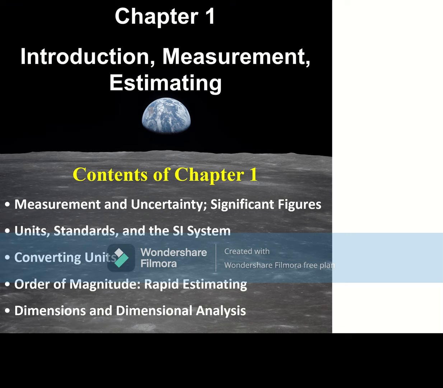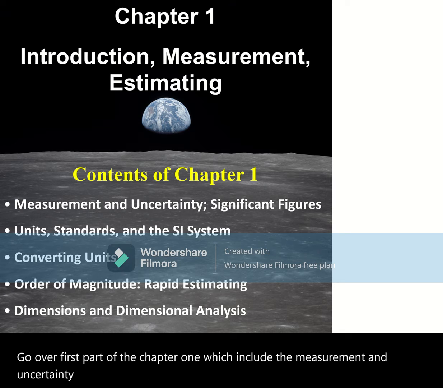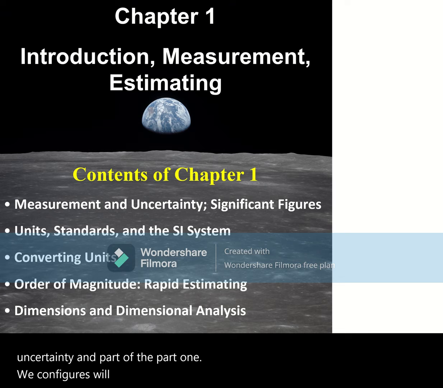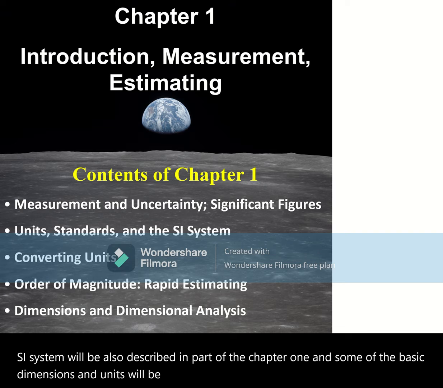Hello everyone, this is chapter 1 of mechanics. Today we will go over the first part of chapter 1, which includes measurement and uncertainty. Significant figures will also be included in our discussion, and the unit standard and SI system will be described in this chapter, and some basic dimensions and units will also be discussed in this part.